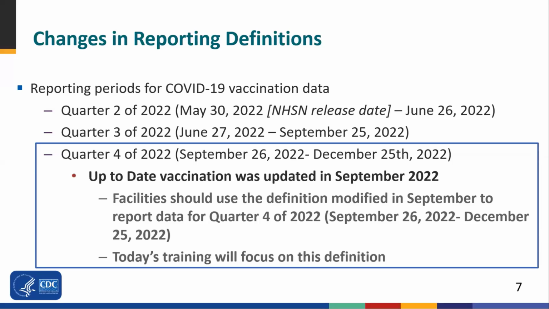Please note that facilities should use the definition for the quarter they are reporting for, regardless of when they report those data. For an example, if a facility was reporting data for quarter 2 of 2022 during quarter 3 of 2022, they would use the up-to-date vaccination definition from quarter 2 of 2022 for data reporting.